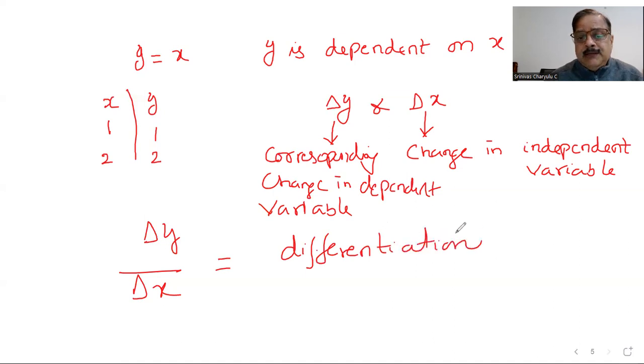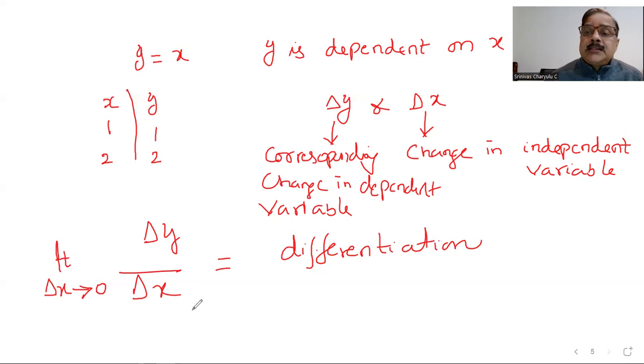I will explain still further later in other slides. But the condition here is that delta x, the variation, should be taken very, very small. That's why we put limit delta x tends to 0. This I'll explain when I come to the subsequent slides. The main fundamental here is that differentiation is a comparison between the dependent variable and the independent variable.